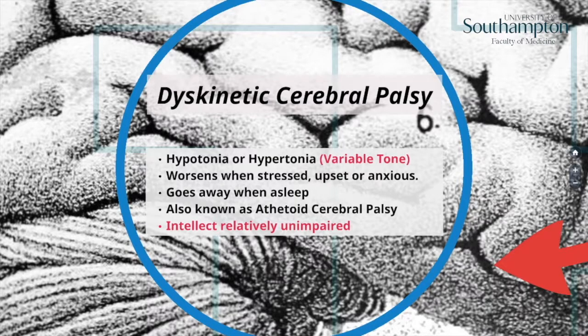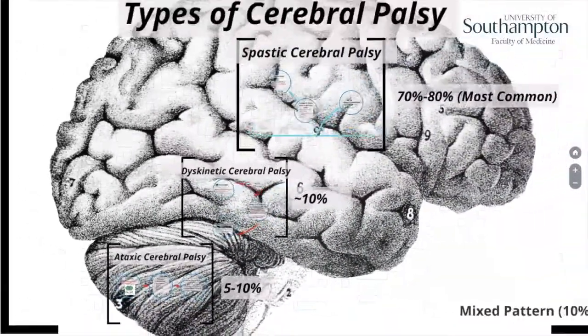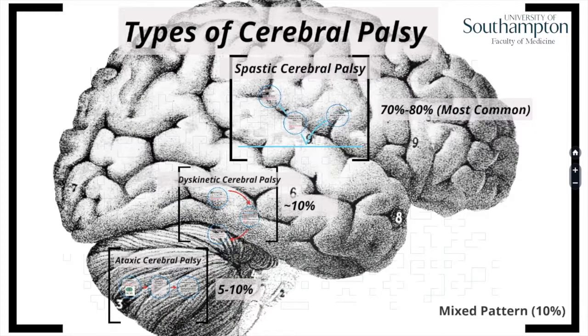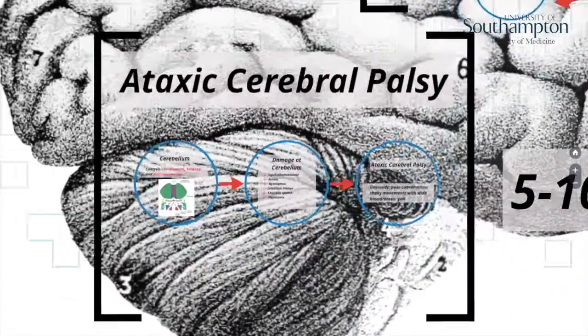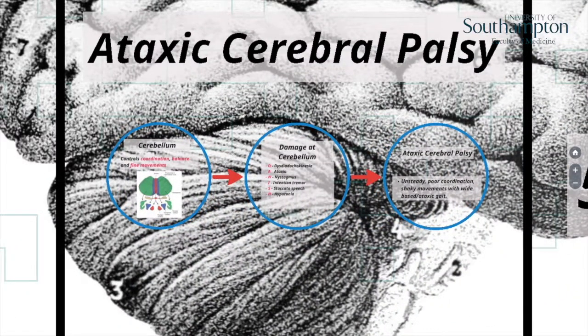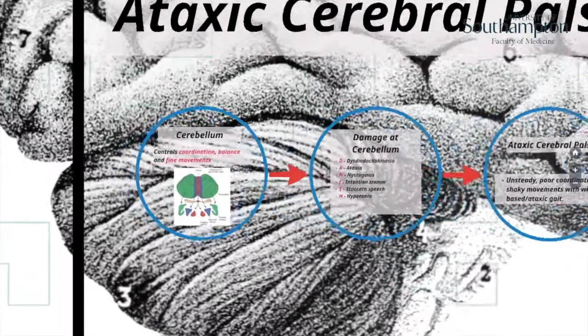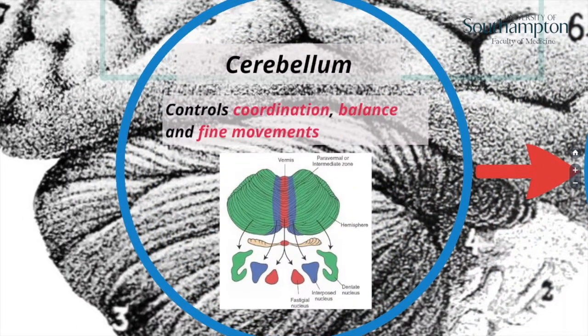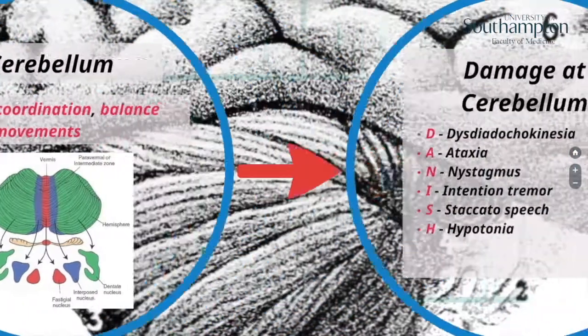So there are two important points that we should remember in terms of dyskinetic cerebral palsy, and that would be the presence of variable tone and that intellect is relatively preserved in dyskinetic cerebral palsy. Now let's move on to the third rare form of cerebral palsy, and that would be ataxic cerebral palsy. And the part of the brain affected here would be the cerebellum, resulting in the loss of coordination, balance, and fine movements.